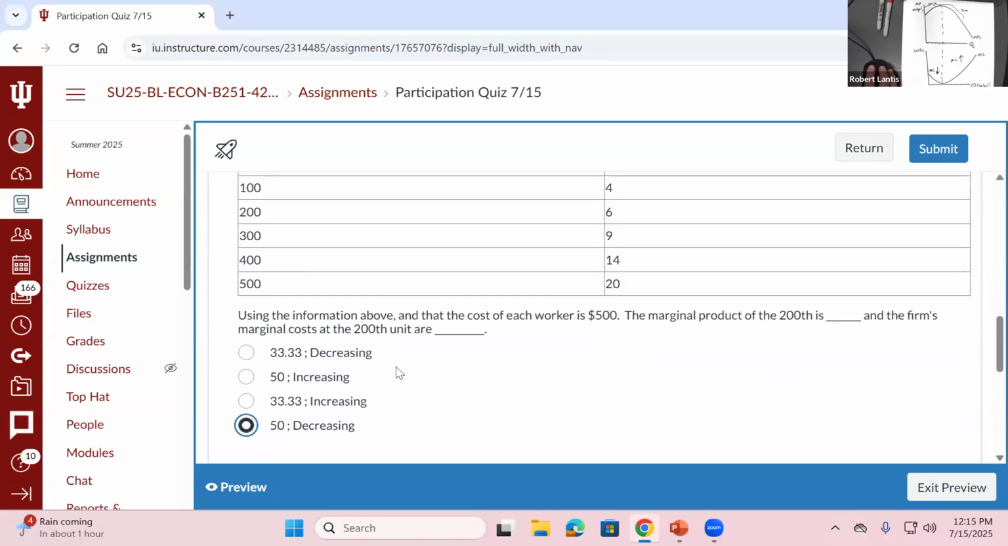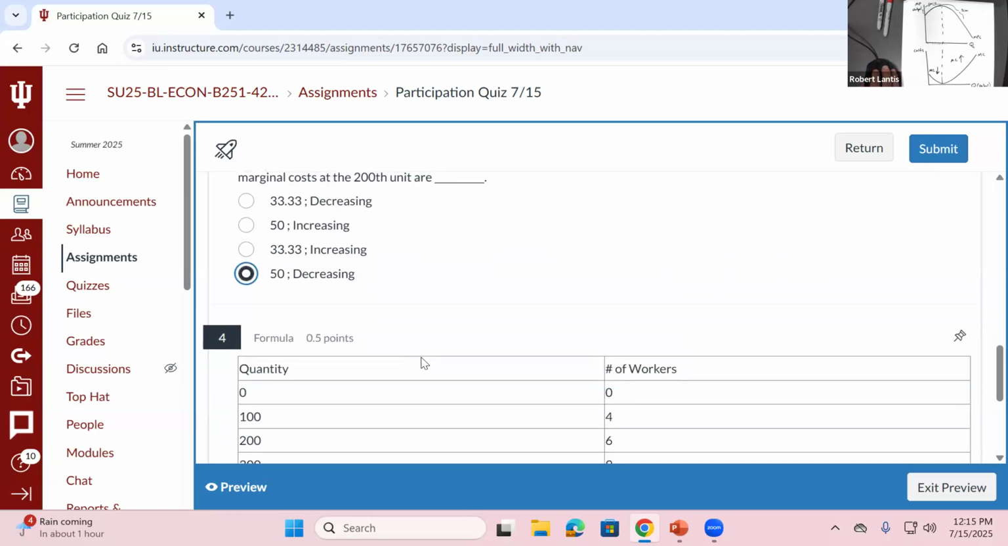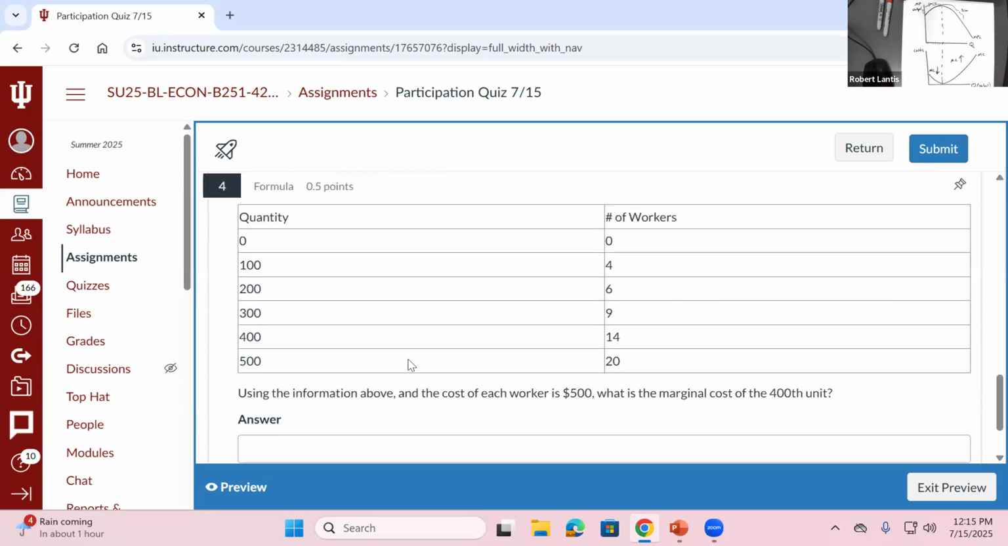Any questions on that before we keep moving? I'm jumping the gun a little bit here with these questions, but I think it'll actually help going through these first before we try to work through or talk about these principles. It's really going to help connect this idea of the marginal product of labor and marginal costs.